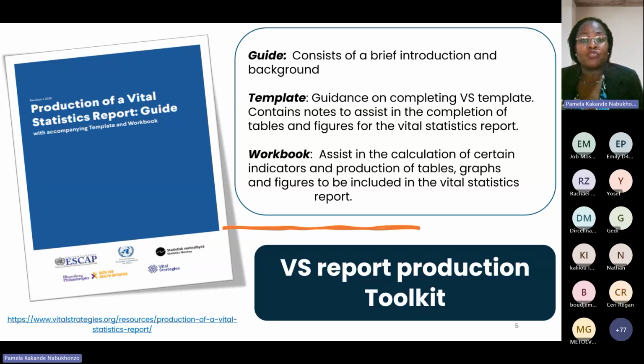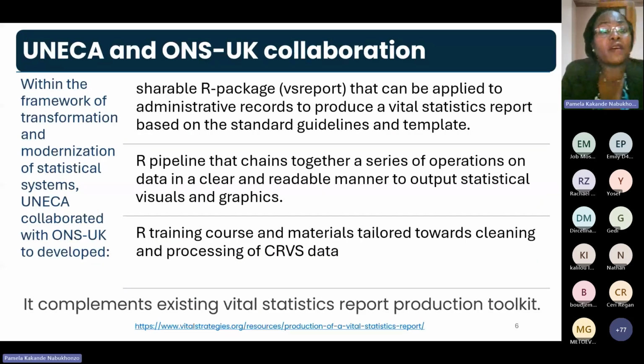So in addition, or to try and enhance this toolkit, within the framework of transformation and modernization of statistical systems, UNECA collaborated with ONS, as already alluded to, and produced a shareable R package, which we are referring to as the VS report package, that is the gist of the discussion today. And this was developed so that it can be applied to administrative records and produce vital statistics reports based on the standard guidelines and templates that have been in place.